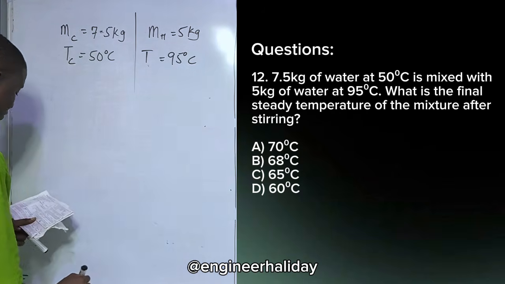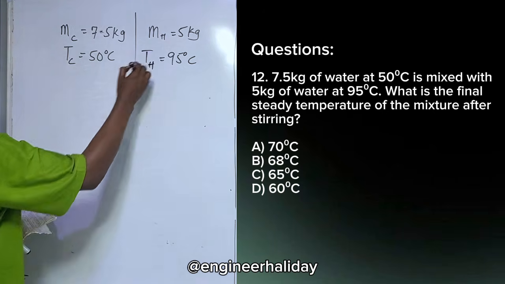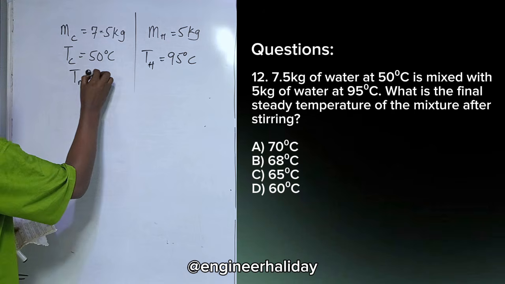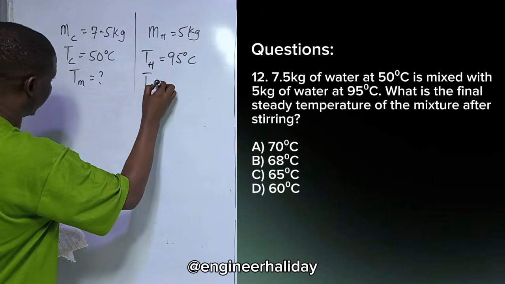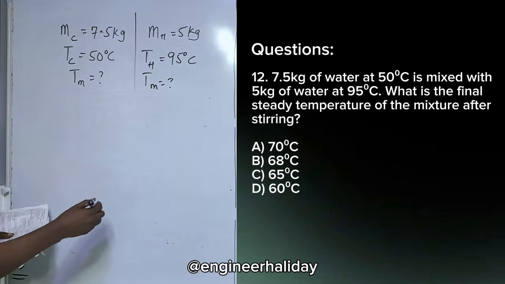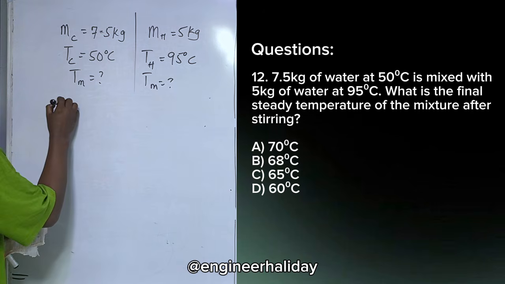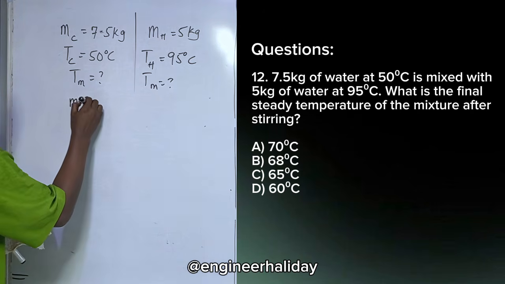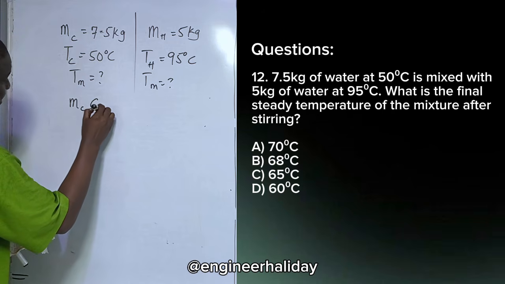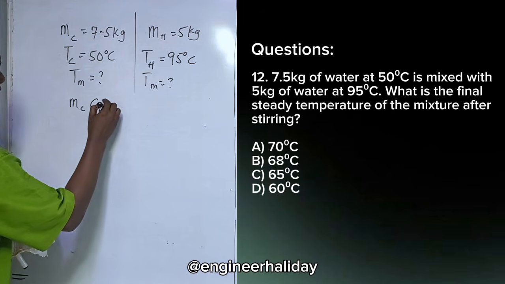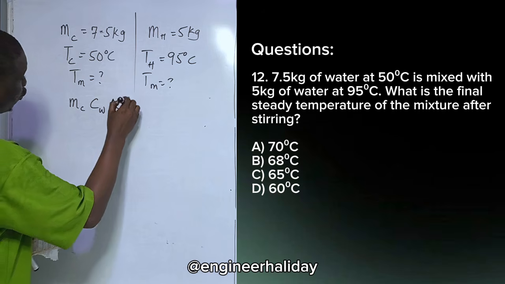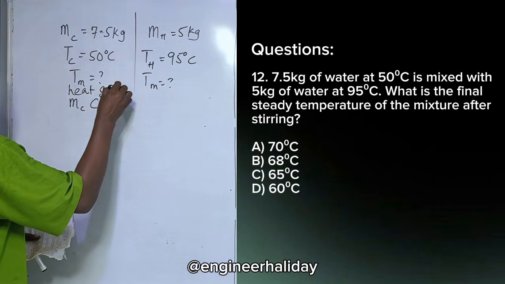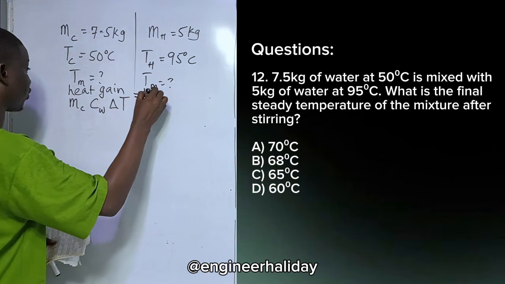How do I know this? 95. So then I say calculate this hot. Calculate the temperature of the mixture. So the temperature of the mixture is what we are looking for, for the two of them. Now what we are going to do, provided it is not lost to the environment, is MC, where C is the specific heat capacity of water, times the change in temperature of the cold substance, because heat gained by this is equal to heat lost by this.